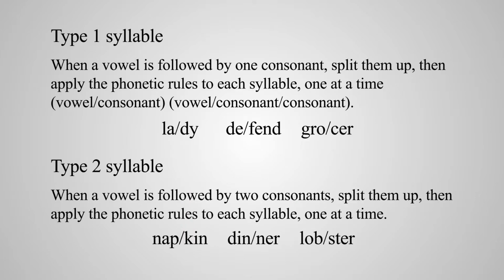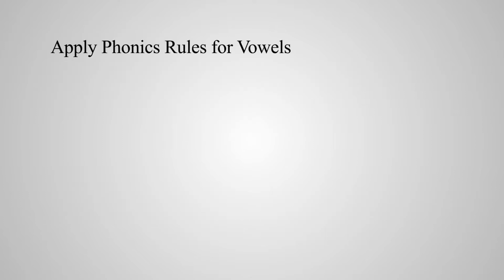Now, coming down below the boxes, you'll see type 1 syllable and type 2 syllable. We're very fortunate in English. We only have two kinds of syllables. Many languages have dozens of syllable types. We only have two, which you will be taught. At the bottom of the page, which is where we start, you will be taught how to apply the phonetic rules for vowels. There are 5 rules. That's it, just 5. So let's go over the first one.